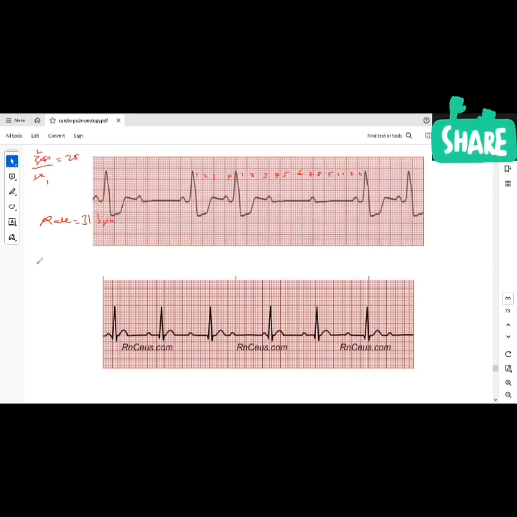Rhythm. What will be my rhythm? Irregular. Why? Because the space between the R intervals are not constant. Okay. What else do I do next?